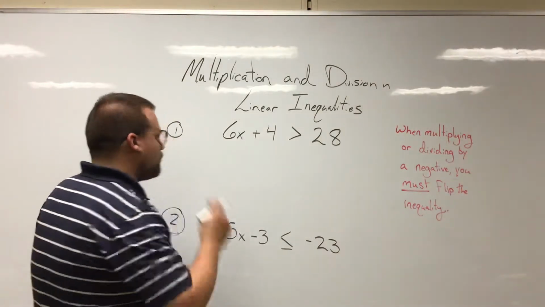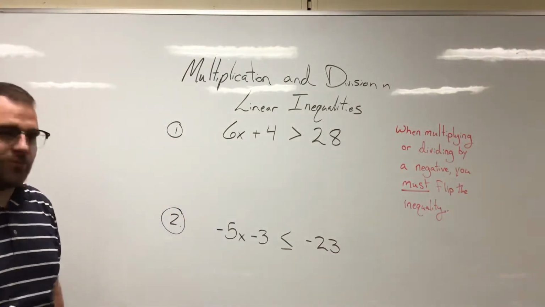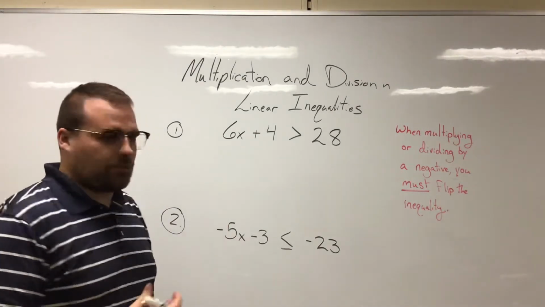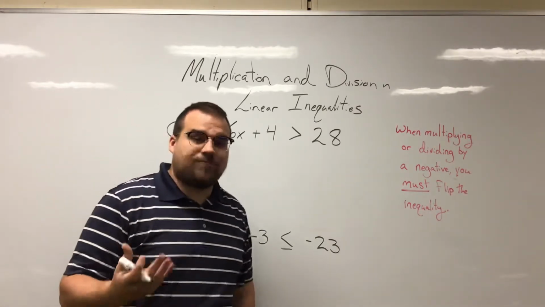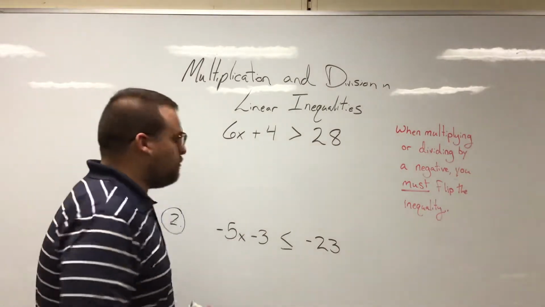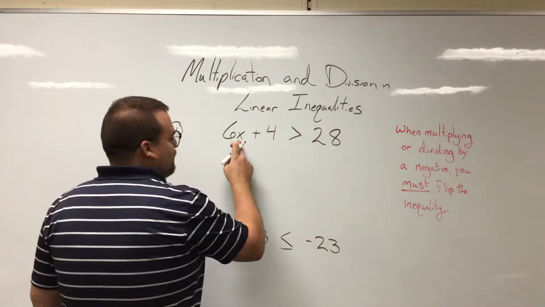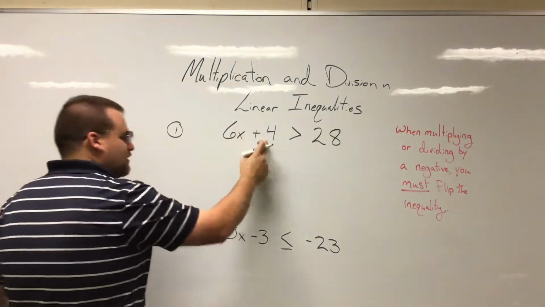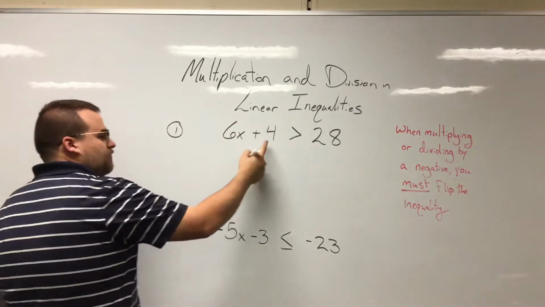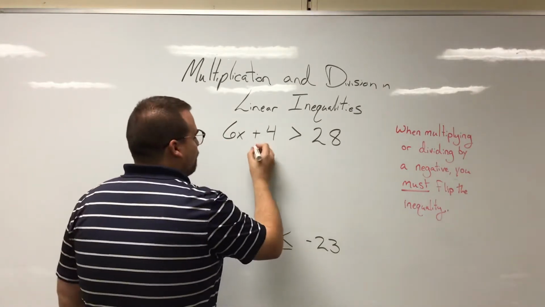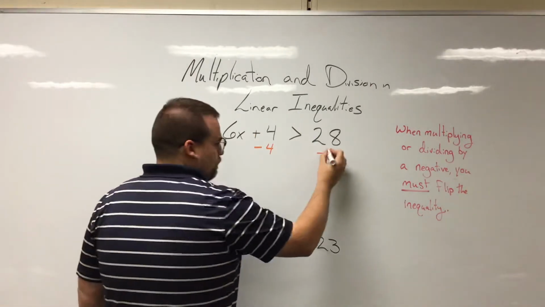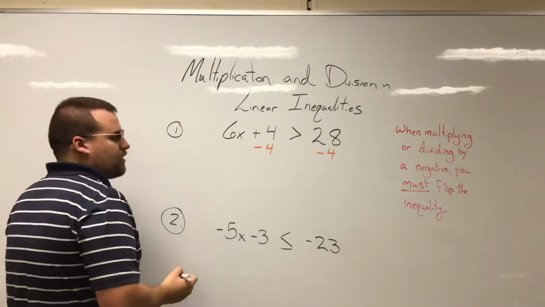So let's take a look at this first problem. 6x plus 4 is greater than 28. Like we said when talking about addition and subtraction in linear inequalities, what I like to do is treat this as if the inequality is an equal sign, and solve this like we would anything else. So we need to get that x on its own. We have a 6 and a 4 there that need to move. Well, the 6 is multiplying, the 4 is adding. We need to get rid of addition and subtraction first. So I'm going to do the inverse operation for 4. I'm going to subtract 4 from both sides.